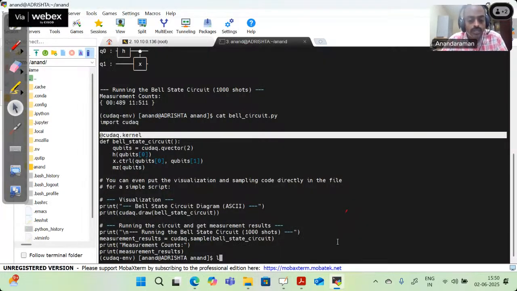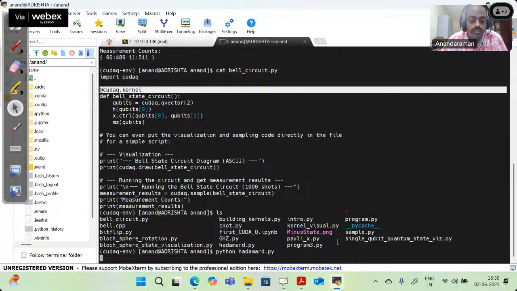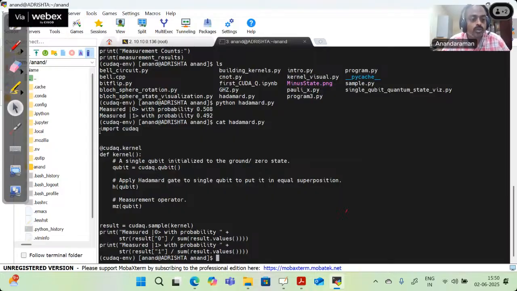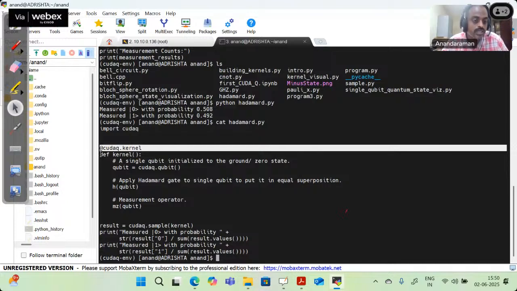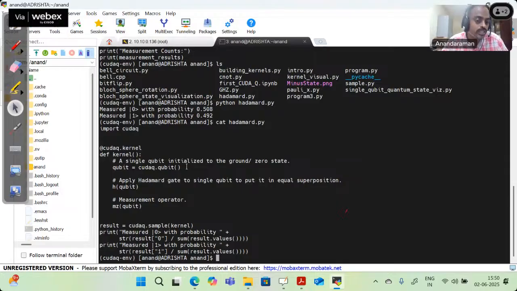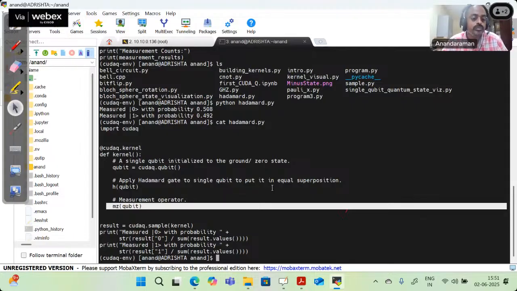Okay, so we will run another program, the Python Hadamard. This is just creating a Hadamard gate, running 1000 times. I will show you the Hadamard code. Import cudaq, then cudaq.kernel. It tells that the kernel starts here, and indentation is important. After defining the kernel, you have to give a tab, otherwise you will get an error. It is the same Python. One qubit is initialized, the Hadamard gate is applied to that qubit, and it is measured, and we get the result and print it.